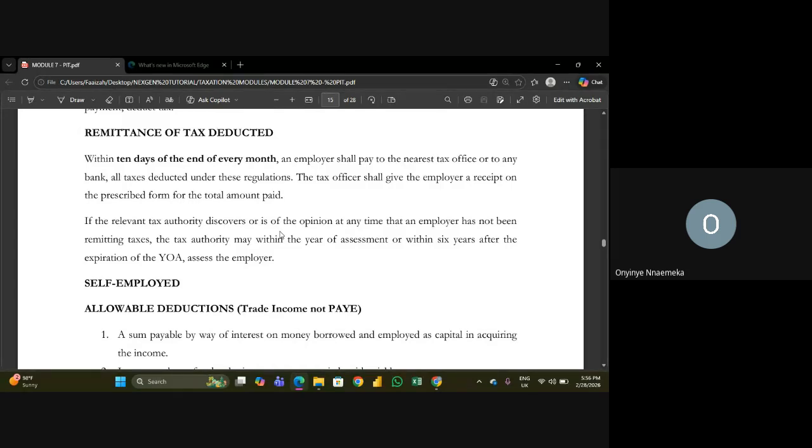They will audit you. If they see that you've paid the correct amount, lucky for you. If they see that you've done mago, you will pay the remaining money together with what? Penalty. I hope we are good.